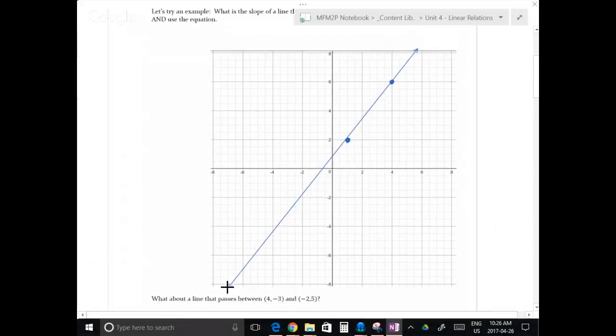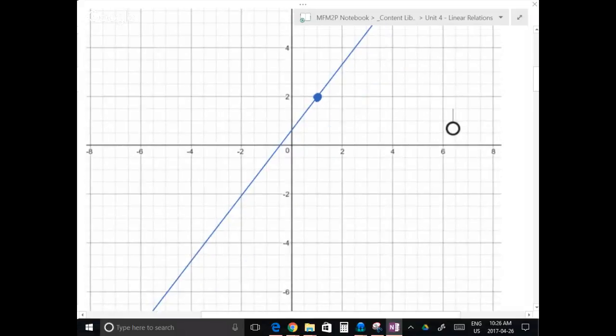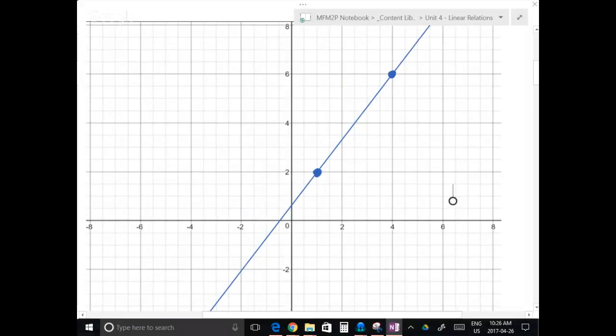And it's a bit tricky with this thing trying to get them to go perfectly, but that looks pretty good. That's a pretty good line. So now, if I wanted to know the equation of this line, I could figure out its slope, right? How could I figure out the slope here? Rise over run. Very good.